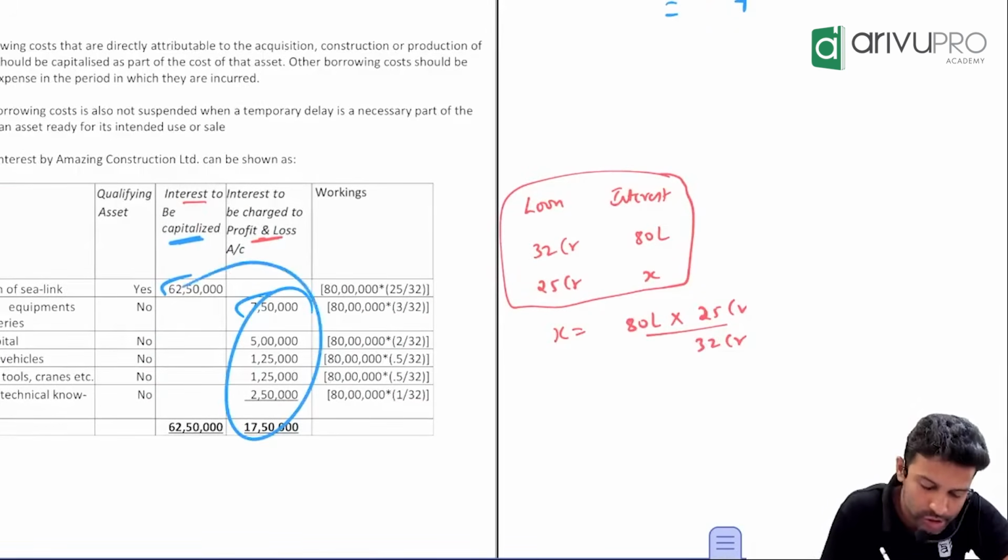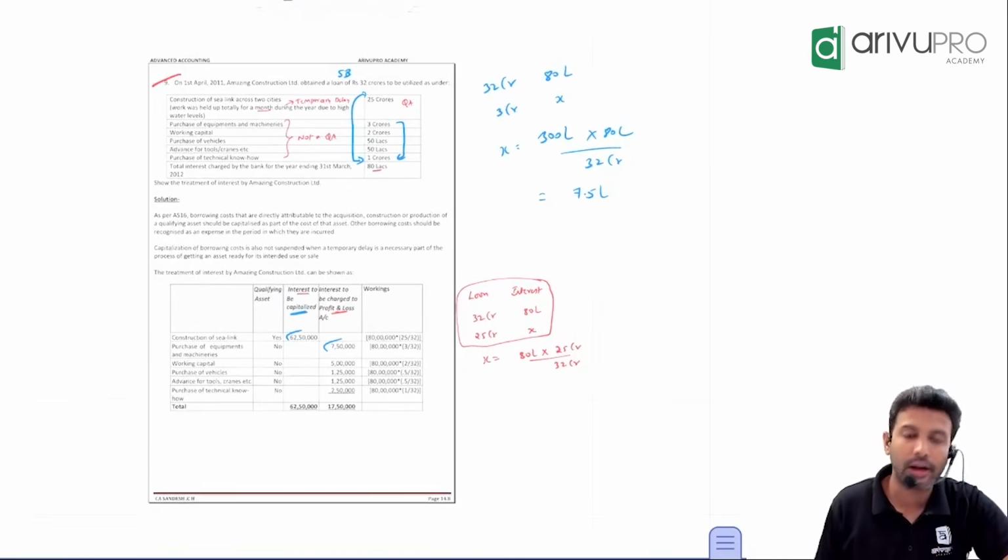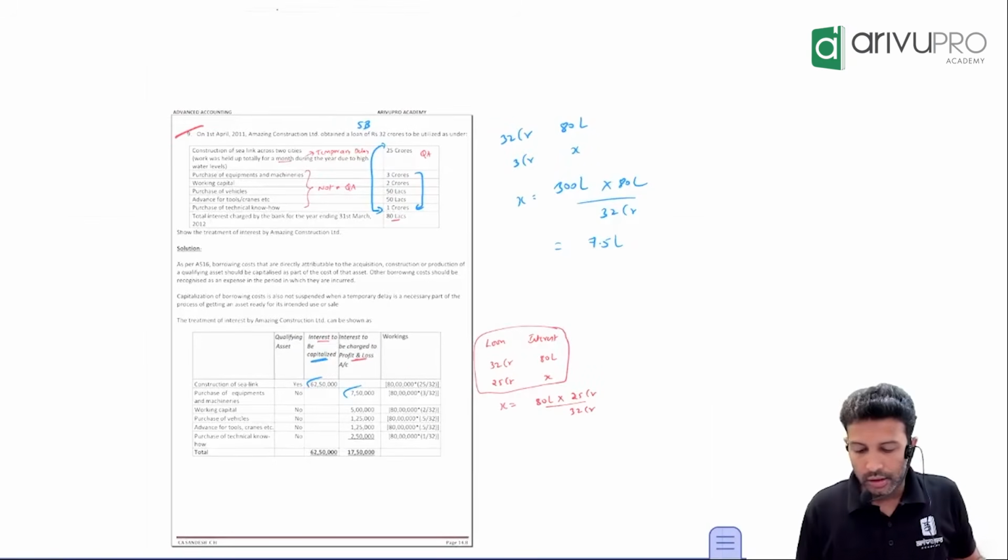Like this, you'll have to proportionate individually for everything. Clear? Any doubt or all okay? All okay? That's it with respect to this standard.